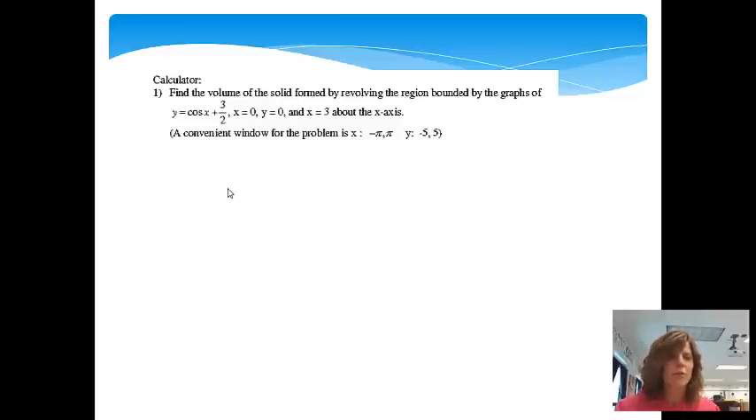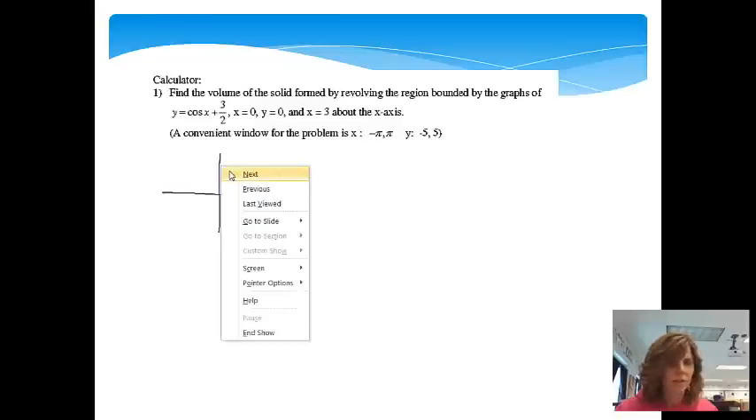This first one says to find the volume of the solid formed by revolving the region bounded by the given graphs about the x-axis. I've given you a convenient window, so if you would like to take a minute on your calculator and graph it, and then come on back, I will show you what is going on with this. Actually we're out of order again, so we're just going to go with it here.